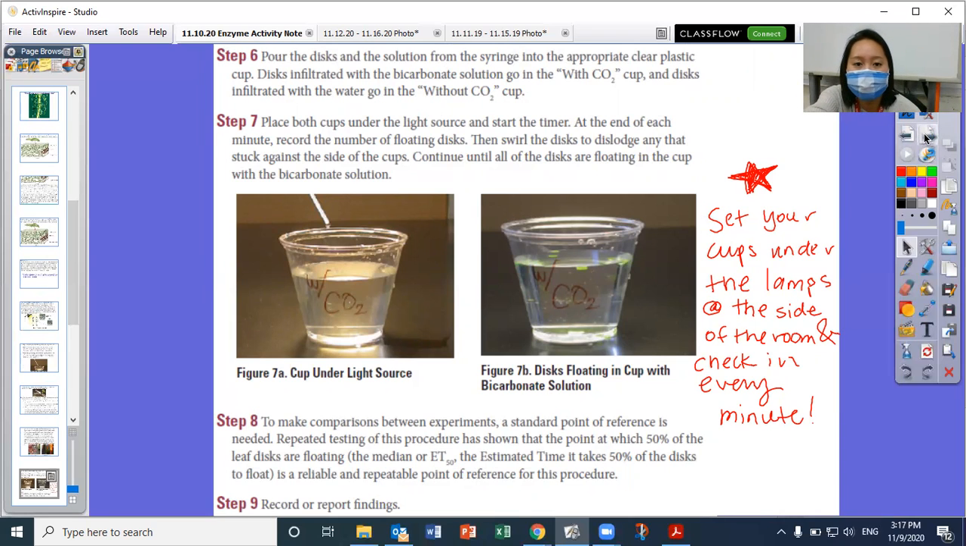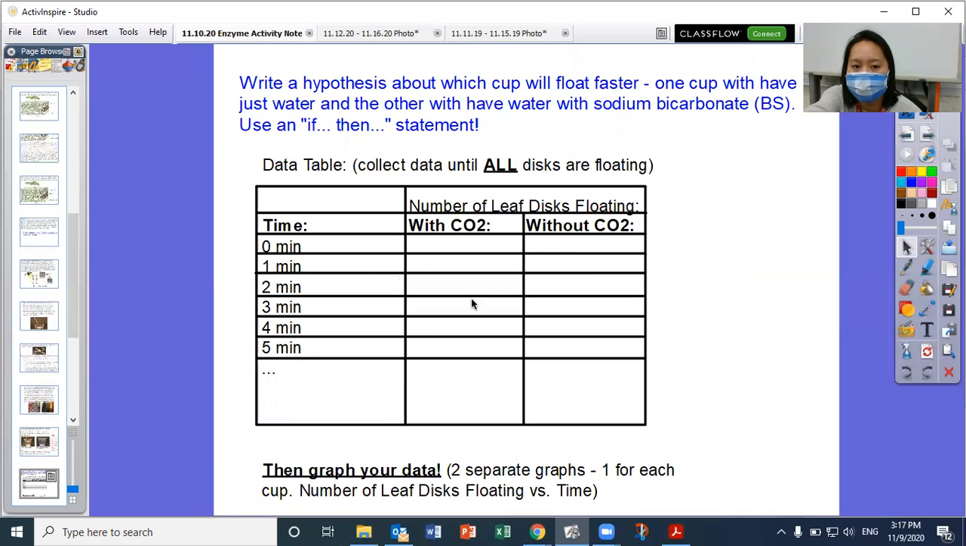Okay. And you're going to be recording data on a table similar to this. You're going to want to leave some space at the bottom because we don't know exactly how long these are going to go for. Based on past experience from the past couple of years, they can end as fast as 10 minutes and some of them go all the way until 25 minutes. So it depends on the intensity of the light and how close they are, but it shouldn't be going for too long.